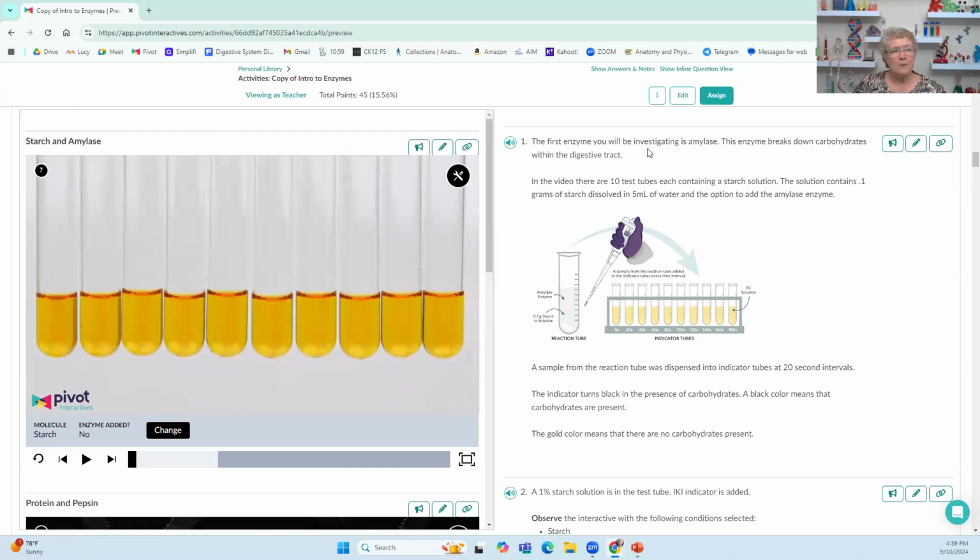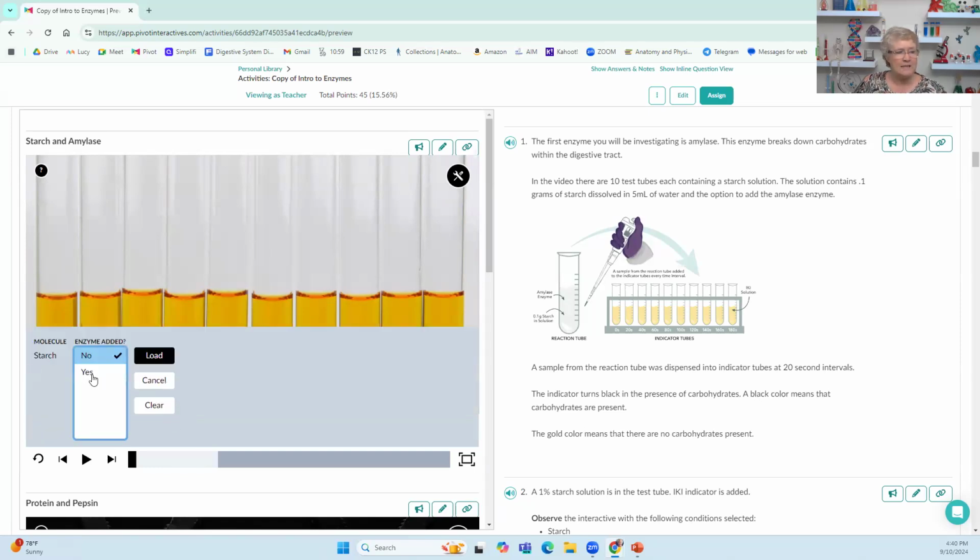The first enzyme we will be investigating is called amylase. This enzyme breaks down carbohydrates within the digestive tract. In the video, there are 10 test tubes. Each of these test tubes has a starch solution in them. The solution contains 0.1 grams of starch dissolved in 5 milliliters of water and the option to add the amylase enzyme. So right here, there's no enzyme added. We can change it to say yes, enzyme added.